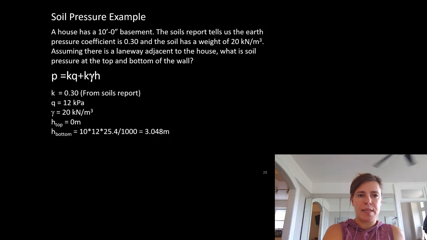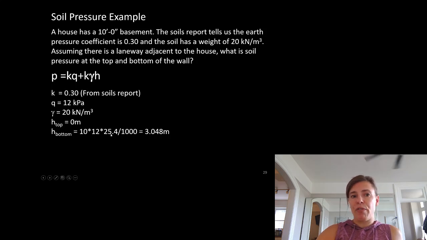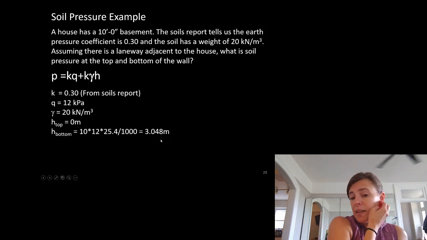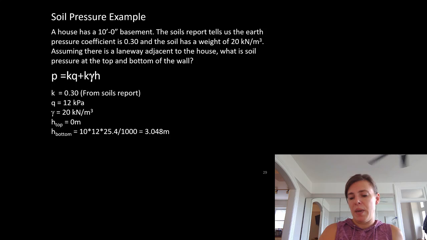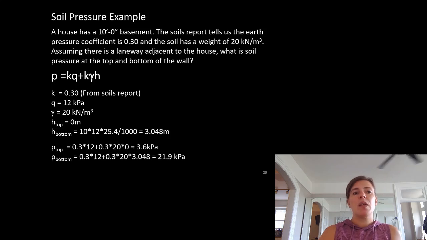So we want all of our units to be the same. So 10 feet is, and there's 12 inches per foot, so 10 times 12. And then there's 25.4 millimeters in every inch. But we want to talk about this in meters, and there's 1,000 millimeters in every meter. We get that 10 feet is the same thing as 3.048 meters. So we can do that calculation. We're just going to plug all of those things into this soil pressure equation twice.